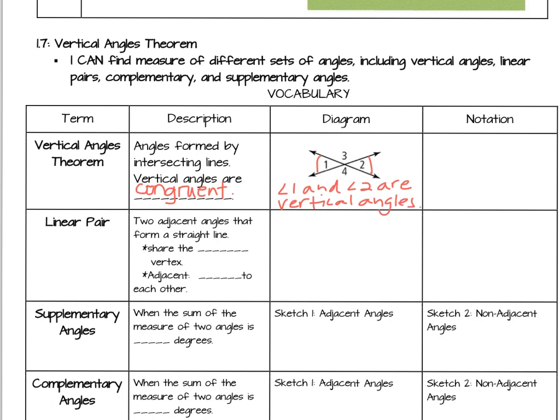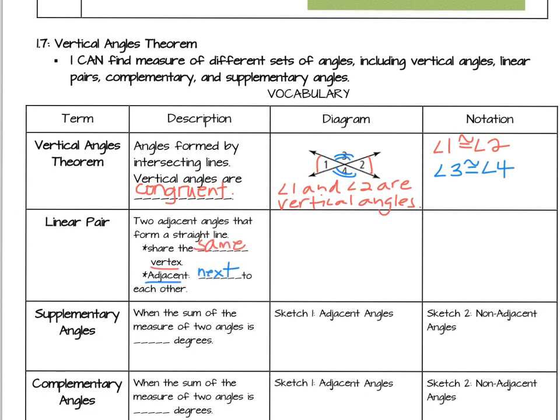It's also true for angles 3 and 4, but they're not necessarily the same measure. That means we would do a double arc for each of those. Angles 3 and 4 would be vertical angles as well. So for notation, because we're working with vertical angles, we would state angle 1 is congruent to angle 2, and then angle 3 is congruent to angle 4. And there's your notation. Now, kind of formed in this same diagram is our next definition, a linear pair.